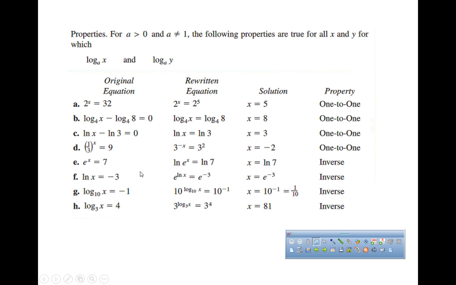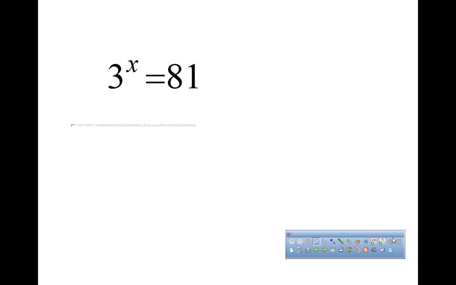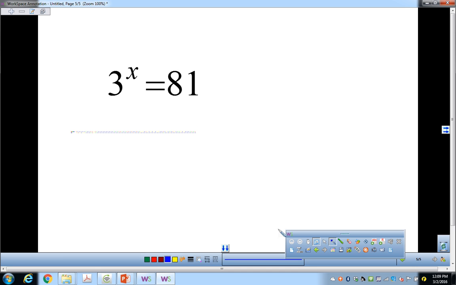3 to the x equals 81. Who knows the answer? Oh, that's too easy. Who knows the answer? Yes? 4. Yeah, okay. So how can I rewrite 81? 3 to the what? 3 to the 4th power.